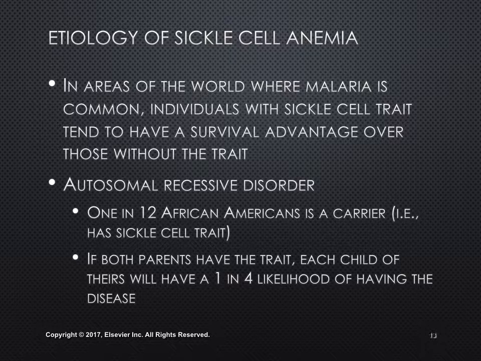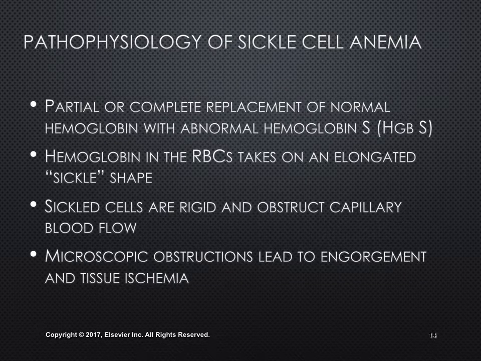1 in 12 African Americans is a carrier, meaning that they have the trait. And if both parents have the trait, each child of theirs will have a 1 in 4 likelihood of having the disease. The pathophysiology is that there becomes a partial or complete replacement of normal hemoglobin with abnormal hemoglobin S, which is the sickling. And the hemoglobin in the RBCs takes on an elongated or sickle shape.